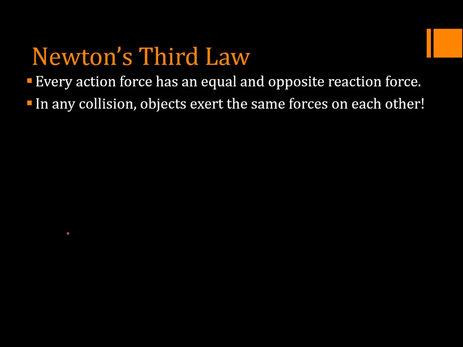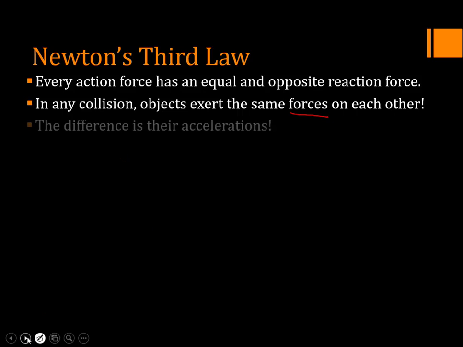In any collision, objects exert the same forces on each other. And you've got to remember that every force actually has two things involved. There's the agent, which is the thing that actually exerts the force or does the pushing, and there's the object on which the force is exerted, the thing that gets pushed. But Newton's third law tells us those two things are interchangeable. If an agent pushes on an object, the object pushes back on the agent, which means both of them are objects and both of them are agents.